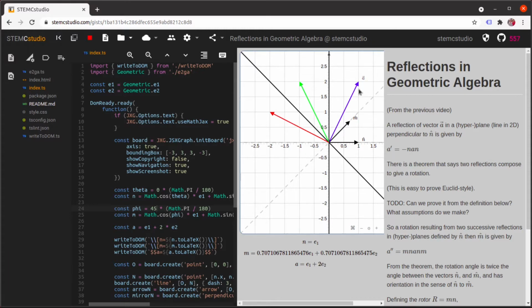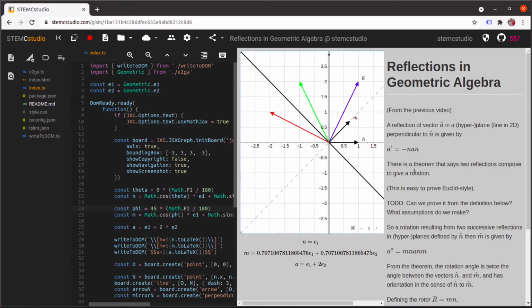So for example, here's vector A. Here's a unit vector n, which is perpendicular to this line here. And when A is reflected in that line, so imagine this line to be like a mirror, when A is reflected, it ends up where the green arrow is. Okay, so that's all pretty simple, and that was described in the previous video on reflections.